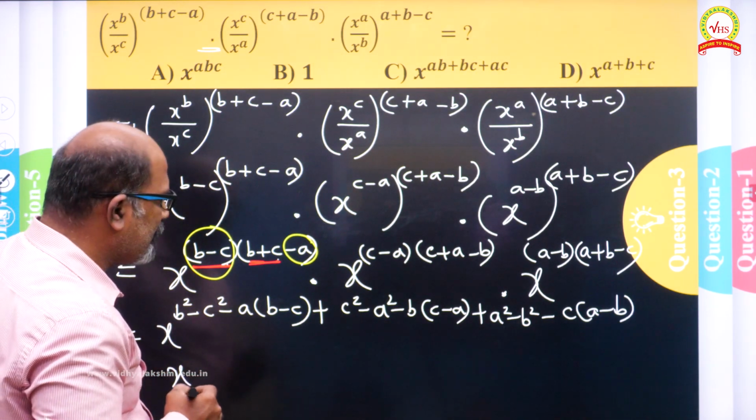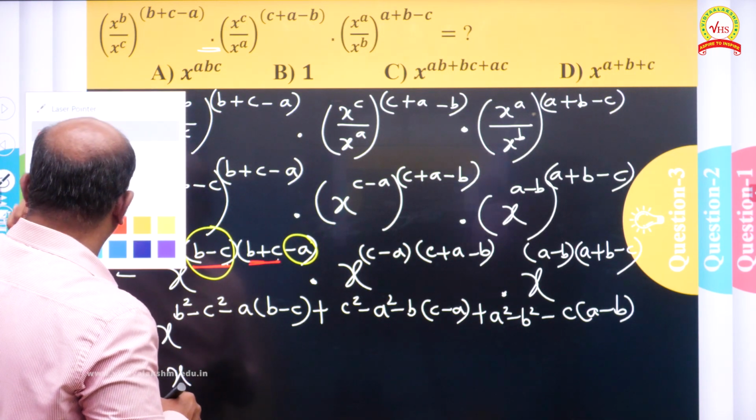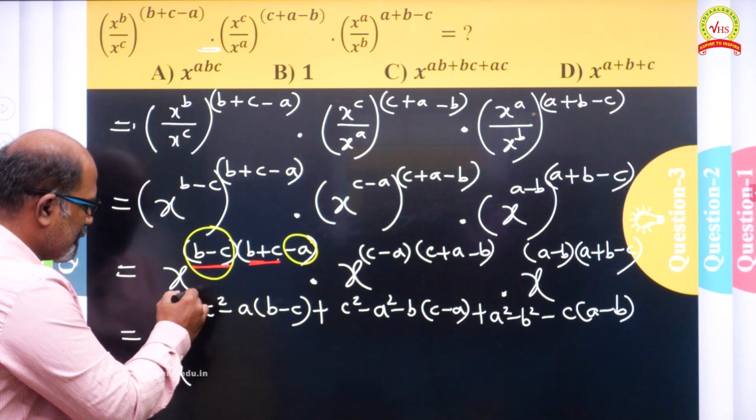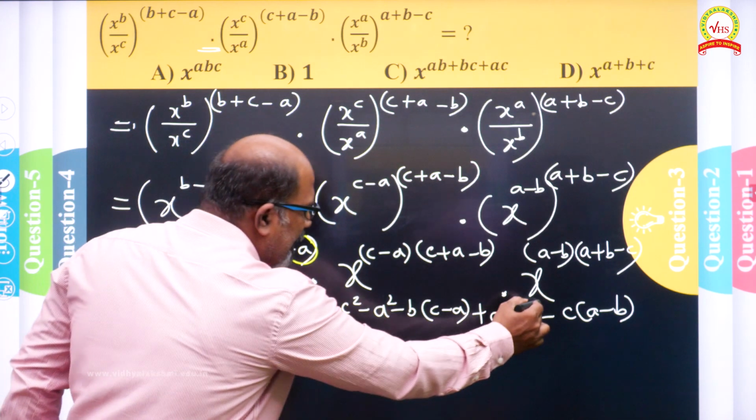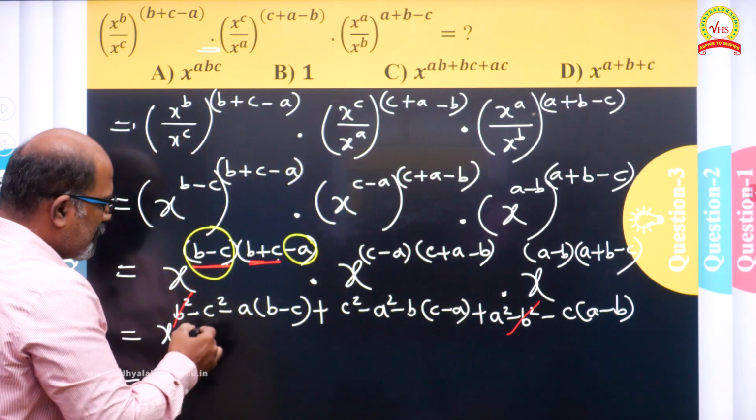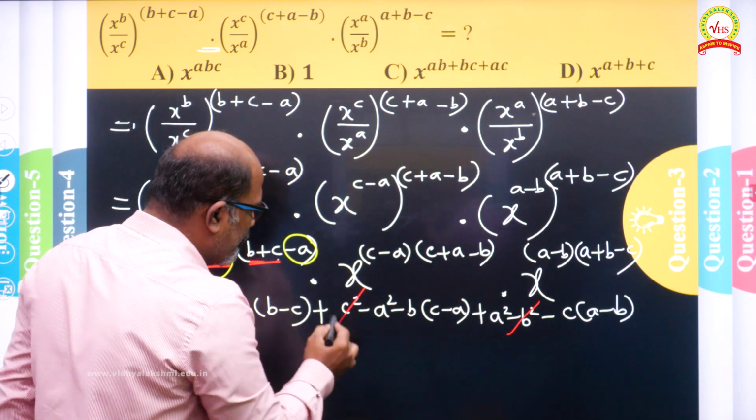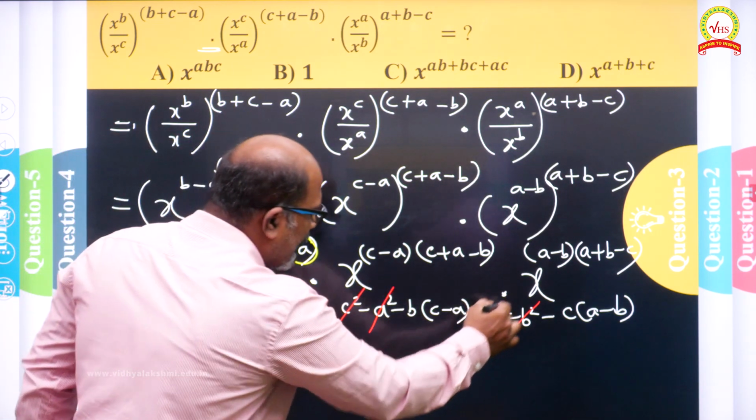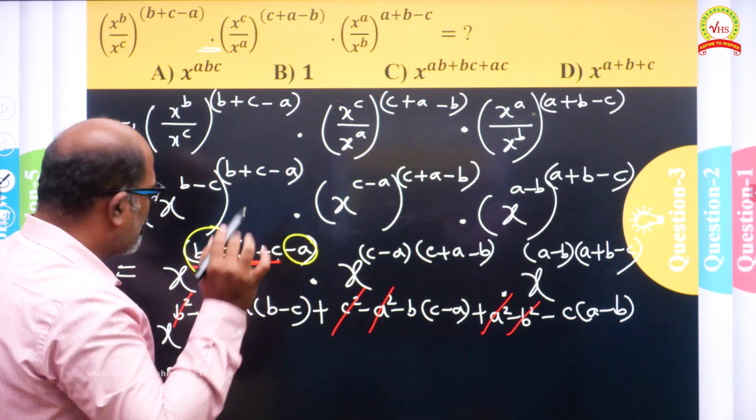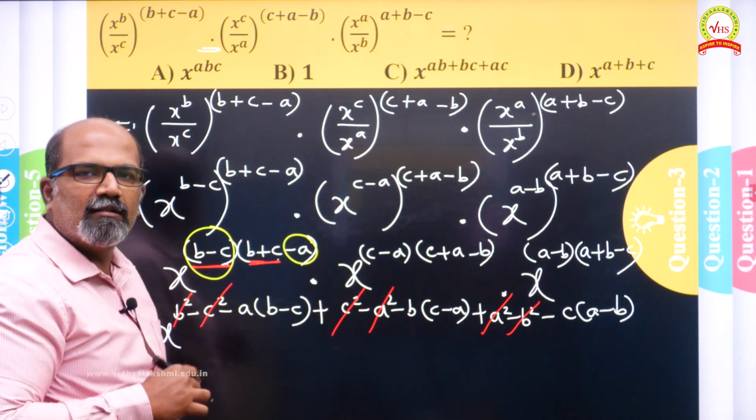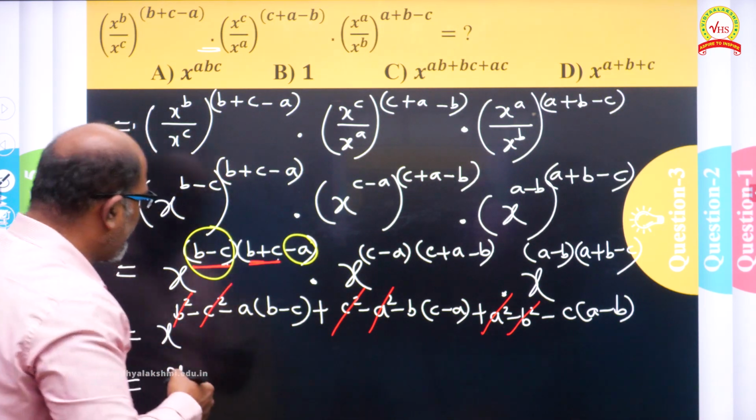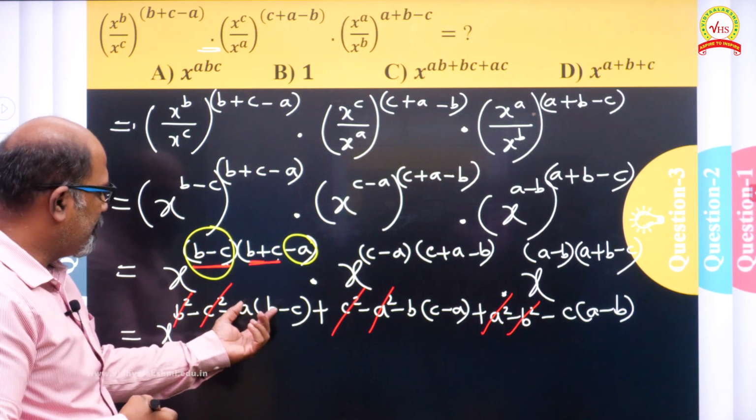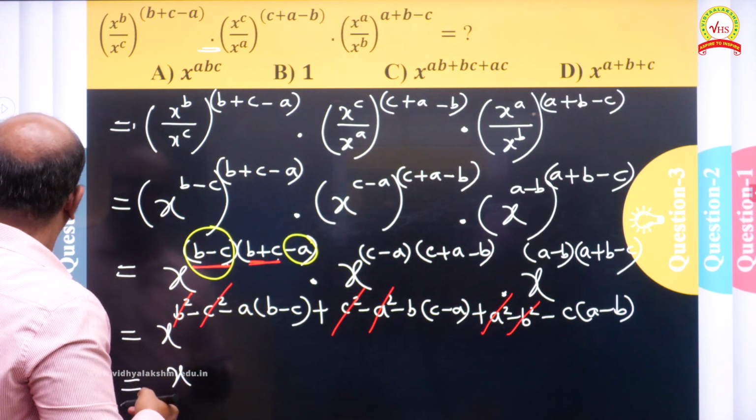Let us see whether anything, yes, here something we can cancel. This plus b square, and here we are having minus b square. Here minus c square we are having, and here plus c square. Here minus a square we are having, and here we are having plus a square. Yes, square terms are all gone away. Then next, we have to move for the simplification here.